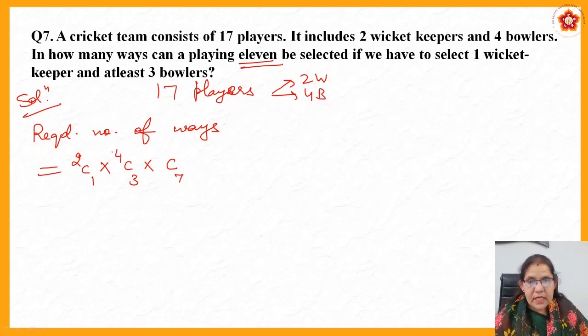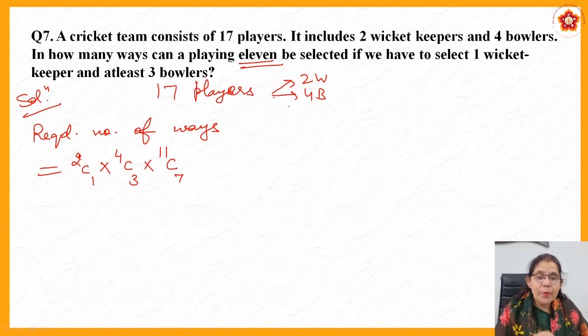2 wicket keepers, keep them aside. 4 bowlers, keep them aside. 6 people aside out of 17. So how many are left? 11 are left. I'll repeat what I have written here. First we choose 1 wicket keeper out of 2. Then we choose 3 bowlers out of 4.